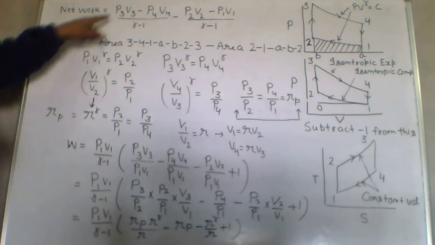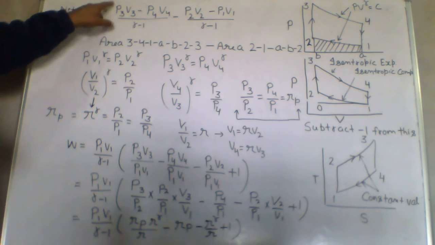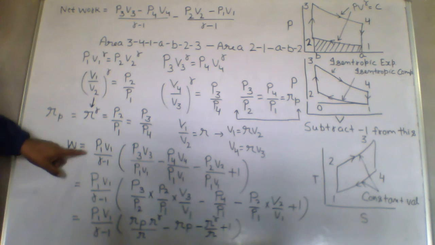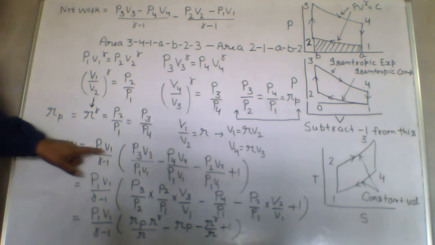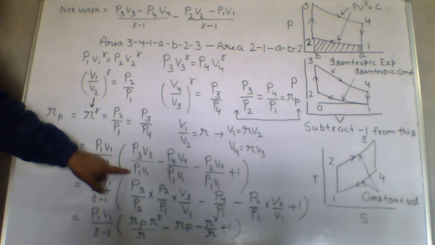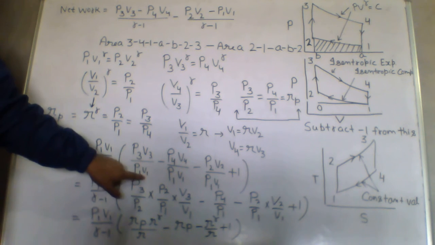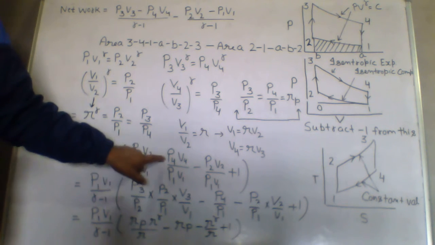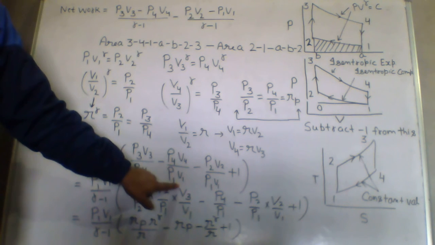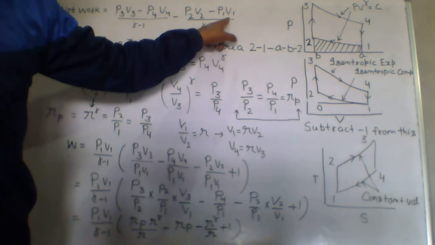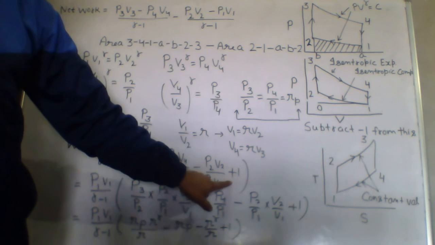Now divide this by P1 V1, and multiply this by P1 V1. We get work here as P1 V1 over gamma minus 1, and divide by the same. So you have P3 V3 by P1 V1, then P4 V4 by P1 V1, then P2 V2 by P1 V1, and here if you divide by P1 V1, we will get plus 1.